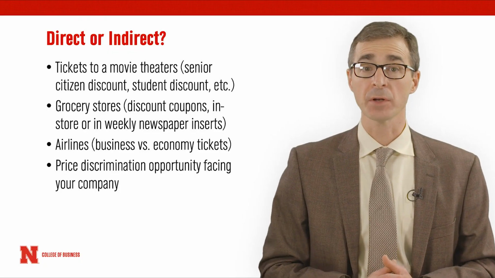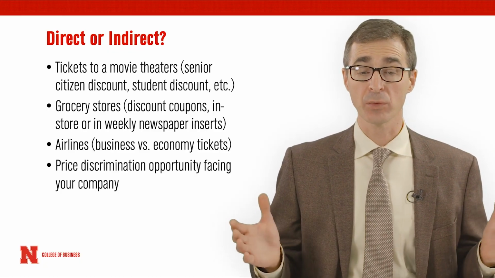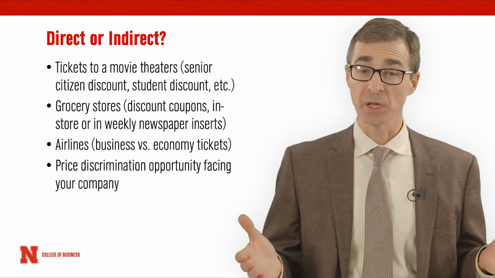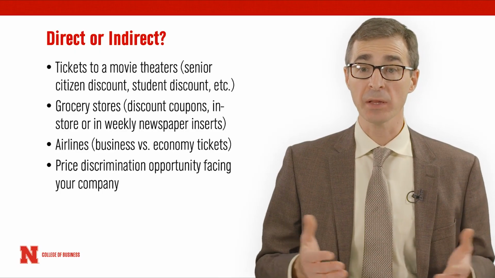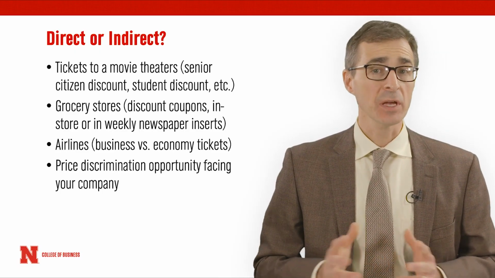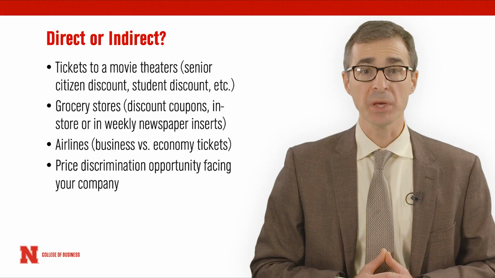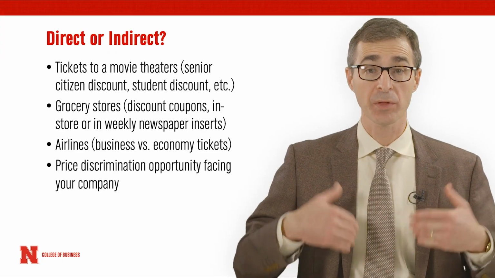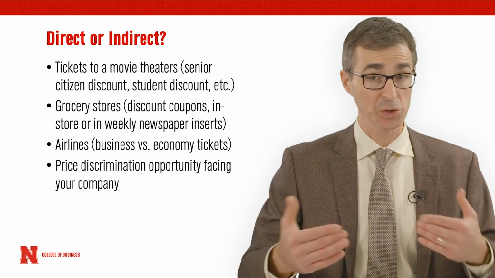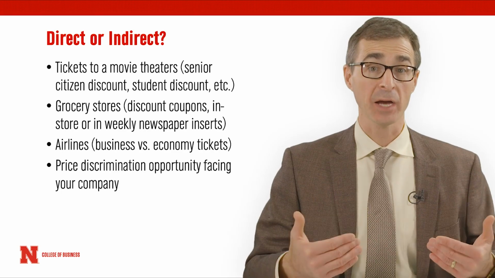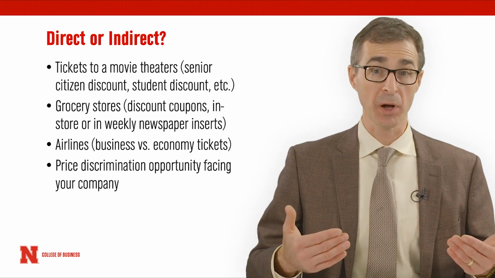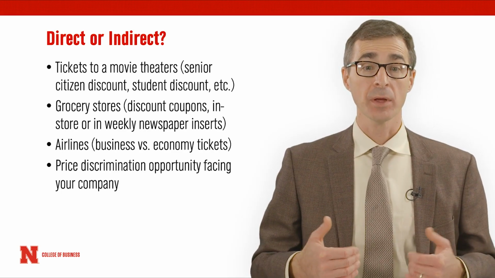Grocery stores often offer coupons to their shoppers. Could be in-store coupons, could be weekly mailings. This would be an example of indirect price discrimination because people reveal their preference or membership to a certain group by their actions, by whether they clip coupons and present them or not.